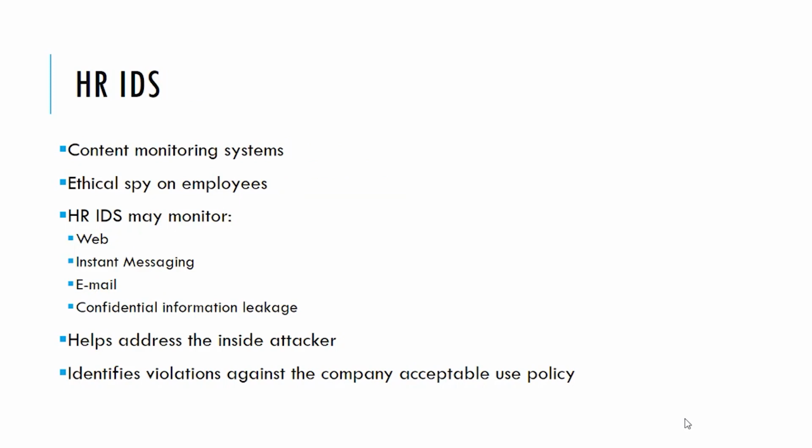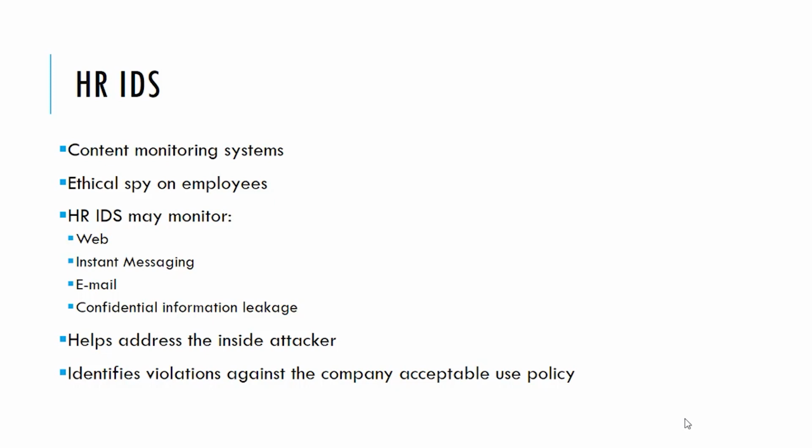An important type of IDS is the IDS used by the HR, the human resources. It is a content monitoring system. The human resources inside the organization may use an IDS to monitor the content, to ethically spy on the employees, to know what type of information they are exchanging between each other, what type of chat, what type of emails, what type of information is passing between them. The HR IDS may monitor the web pages they are visiting, the instant messaging they are exchanging, the emails they are exchanging, and can monitor any confidential information leakage from the organization to the outside of the network.